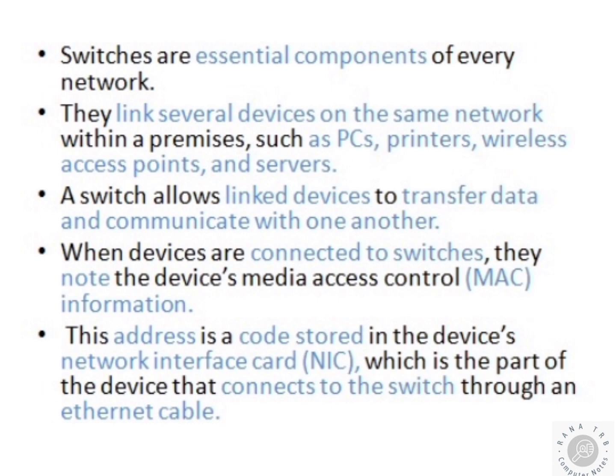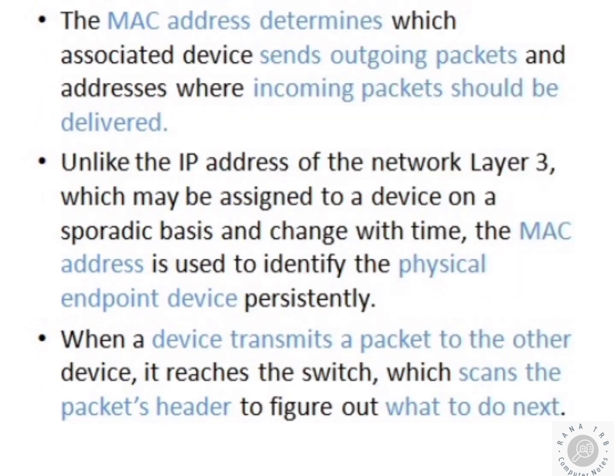So the switch is an essential component in a network and is used to link the devices on the same network, and it is used for transferring data for communication purposes. Based on the MAC address it transfers the data, and this MAC address is stored in the device called the network interface card, which is part of the device connected to the switch through the Ethernet cable. We know that an Ethernet cable can have one card called a network interface card. So this MAC address will determine the address of the outgoing packet, and the incoming packet should be delivered to that particular address.